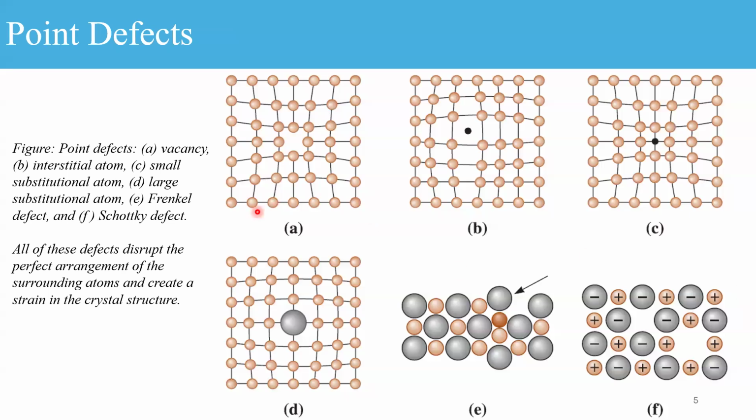So the first one shows the vacancy. This one is called an interstitial atom. This one is a substitutional defect, small substitutional defect, large substitutional defect. Then we have Frenkel defect and Schottky defect. All of these defects disrupt the perfect arrangement of the surrounding atoms and create strain in the crystal structure. As you can see, all of these defects have some form of dislocation or distortion in this crystal structure.